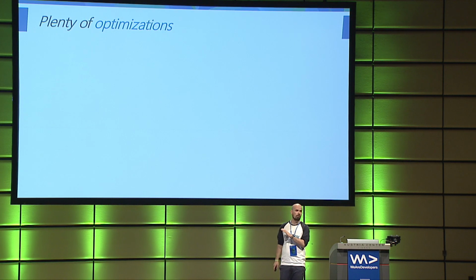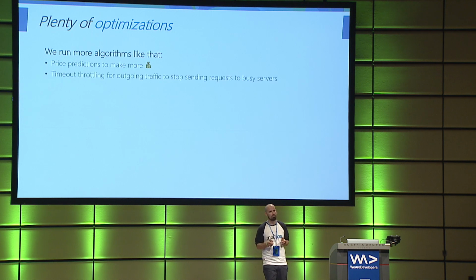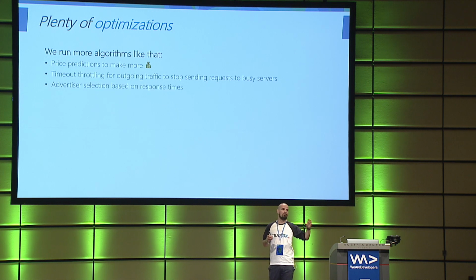And this is actually not the only optimization we do at Mobfox. We do many more. We have another optimization where we try to predict the prices that the advertisers are willing to pay for ads, and we help our apps or publishers make more money with that. Then we have another one where we find out which advertisers are having problems with timeouts right now or have busy servers, and we try to throttle them. And then we have another one where we match these apps that want very fast responses with advertisers that are able to respond very fast.